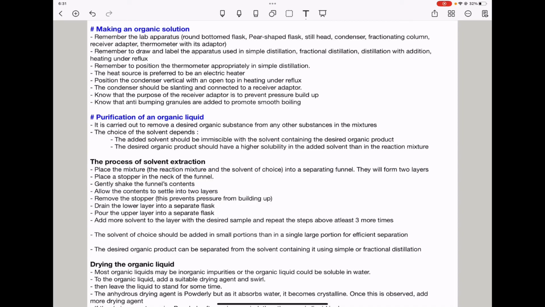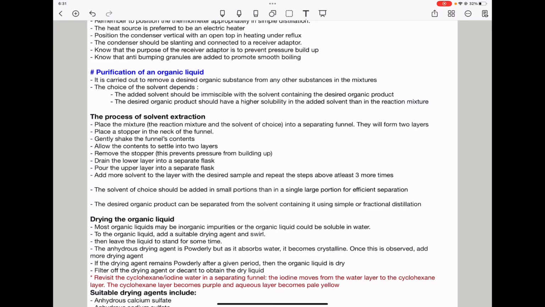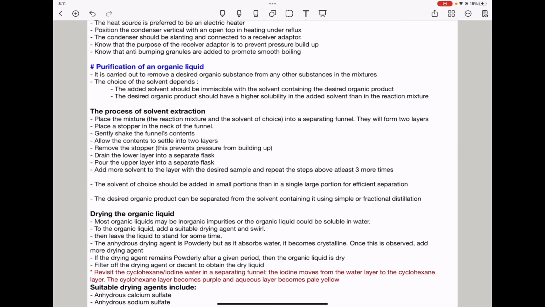You need to know that the purpose of the receiver adapter is to prevent pressure buildup, and you need to know that anti-bumping granules are added to promote smooth boiling. When we go to purification of an organic liquid, it is carried out to remove a desired organic substance from any other substance in the mixture. So the choice of the solvent used depends on the fact that the added solvent should be immiscible with a solvent containing the desired organic product, and the desired organic product should have a higher solubility in the added solvent than in the reaction mixture.